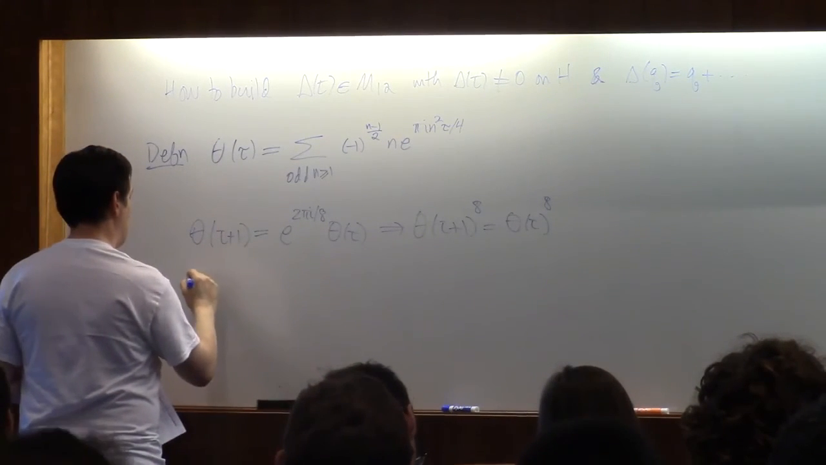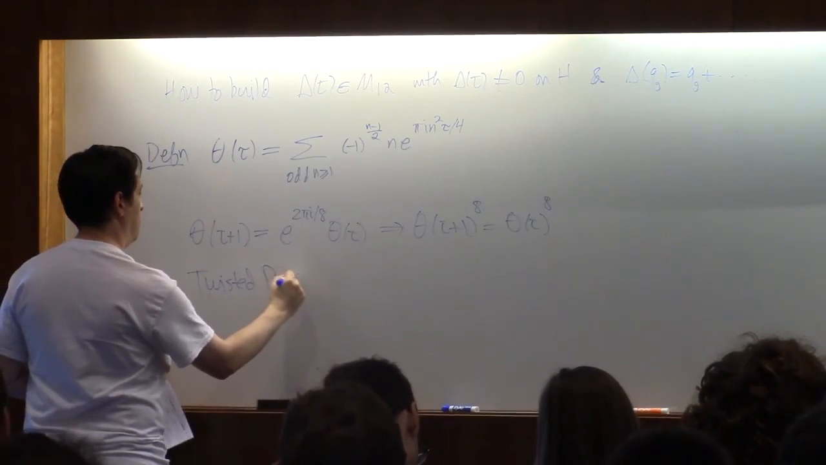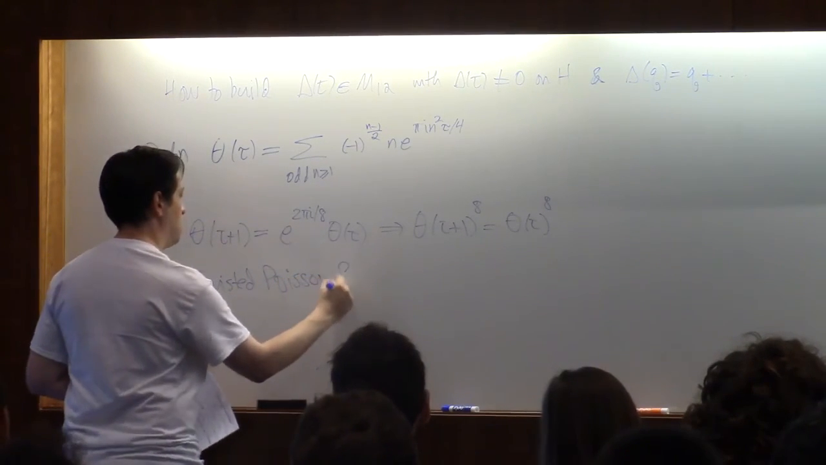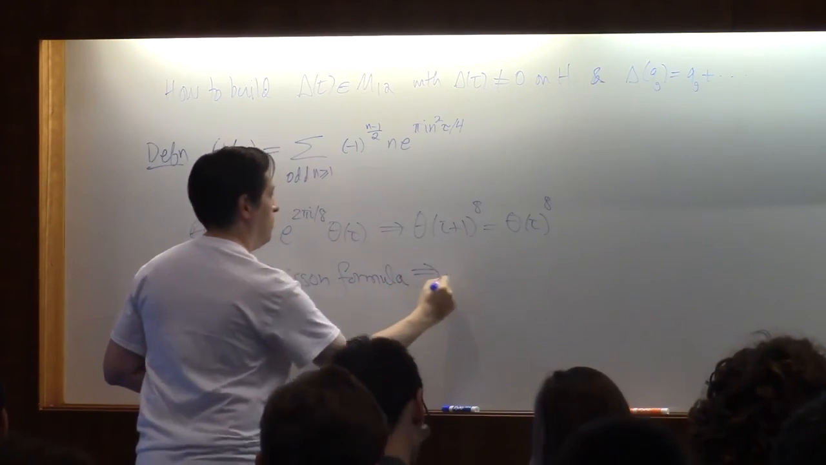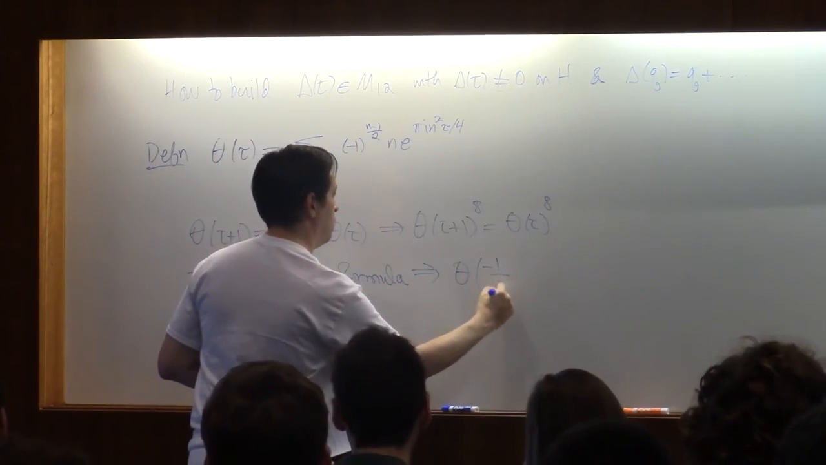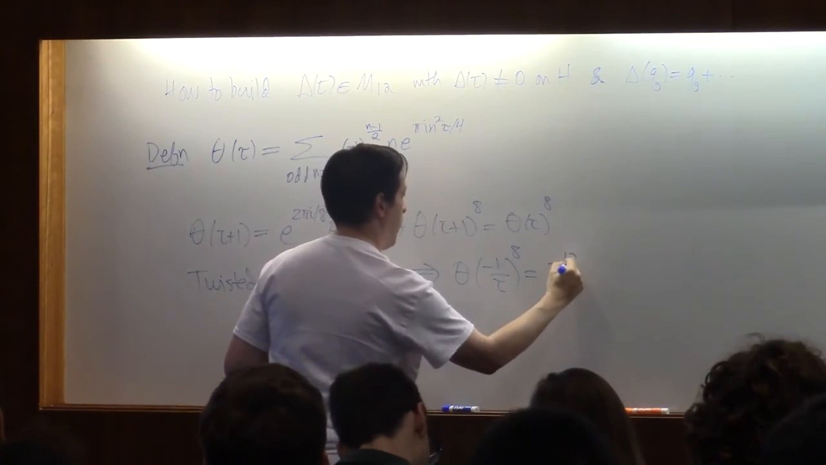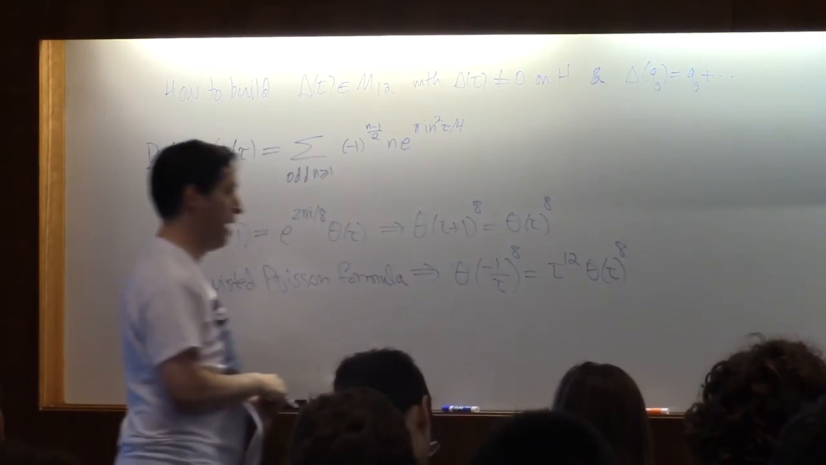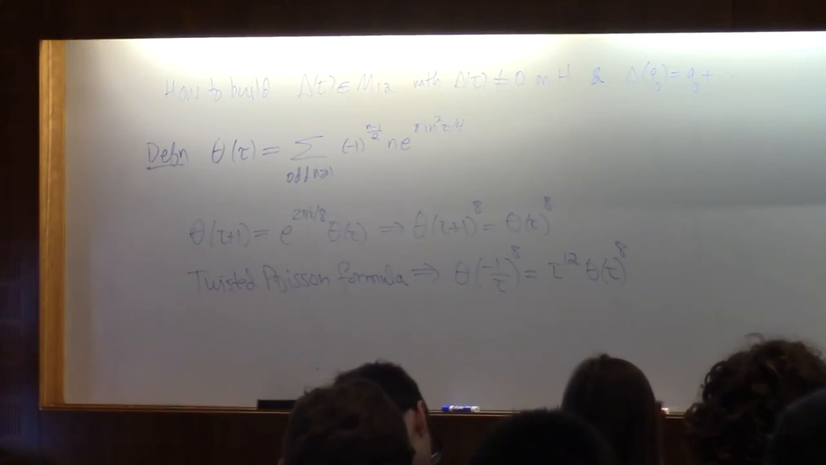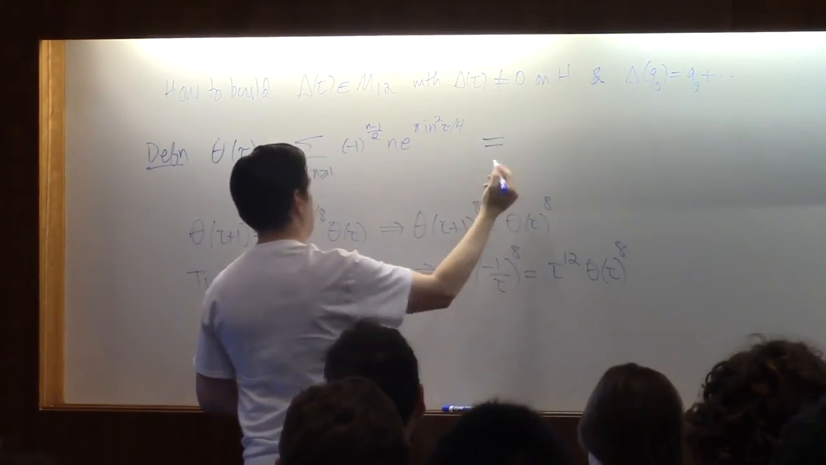And if you use what I'll call a twisted Poisson summation formula, then this one I'm going to have to pass over in silence, but it's some kind of generalized Poisson summation, you can show that under minus 1 over tau, the eighth power transforms by a factor of tau to the 12th. So, let's get our bearings here.